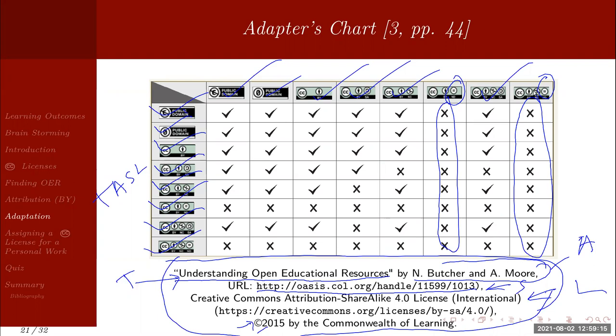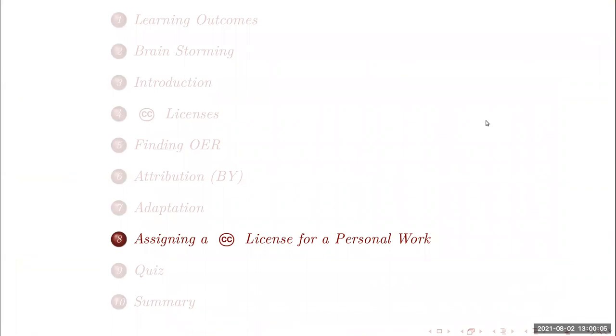When you have CC BY, it's pretty much the same as PD. When you have CC BY SA, it is a little bit restrictive. CC BY SA can be mixed with public domain, CC BY, and CC BY SA only. Only these types, nothing else. You cannot mix a CC BY SA with CC BY NC or CC BY NCSA. So this is called the adapters chart. Whenever you are mixing different types of resources, you should consult this adapters chart. Now you know how to mix.